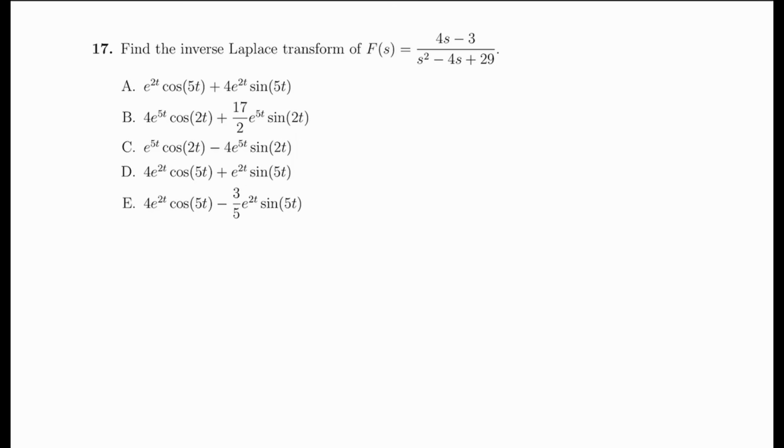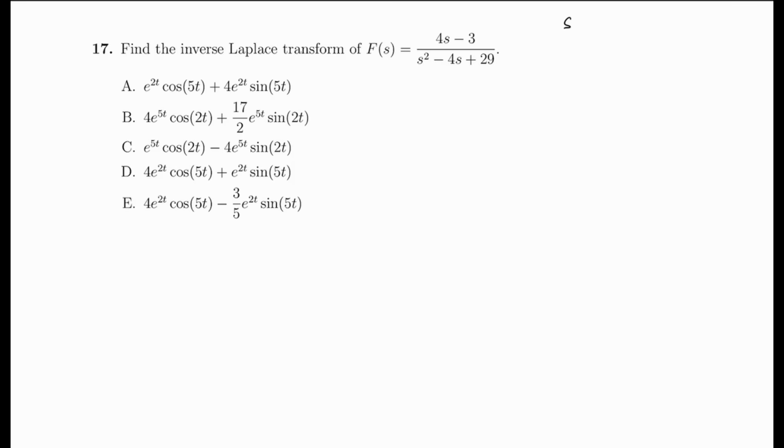Number 17 is asking us to find the inverse Laplace transform of this function here. So essentially what we're trying to do is somehow rewrite this function in a way that it matches either one or more than one Laplace transforms on our sheet, so that we can then work backwards and get little f of s. A good place to start with these, especially when you have a form that looks like this, is by completing the square of your denominator.